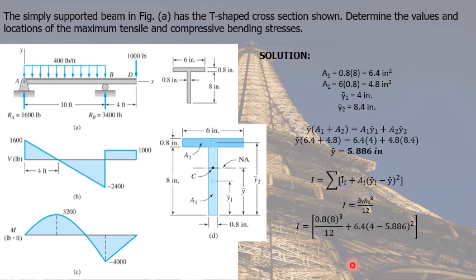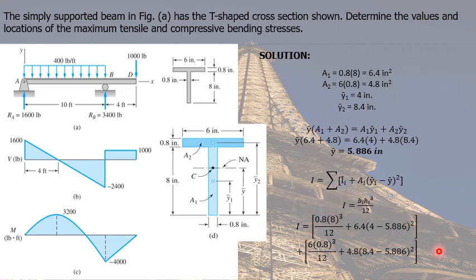So we calculate and we substitute. For area 1, our base is 0.8. Our height is 8. So this will be the moment of inertia of area 1. Plus, our area 1 is 6.4, and our y bar 1 is 4, minus our y bar, which we just calculated, 5.886. Then we square this quantity. This is just considering area 1.